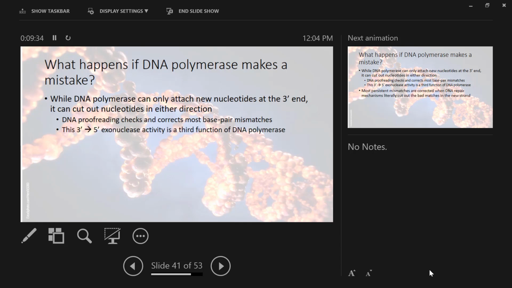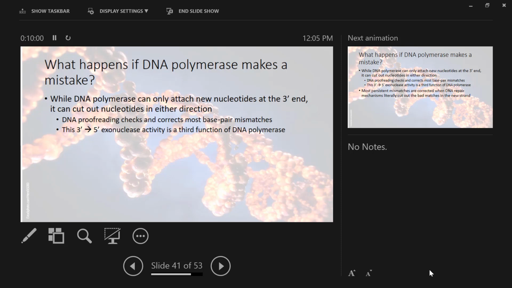And so the 3 to 5 prime, notice this is the opposite of how they write. How do they write? 5 to 3. So 3 to 5 is moving backwards. Okay? And so this is a third function of DNA polymerase, in addition to reading and writing, and this is what, again, replaces most of the mismatches.